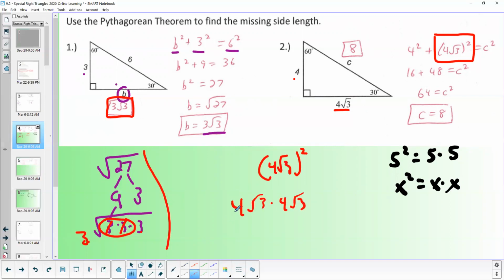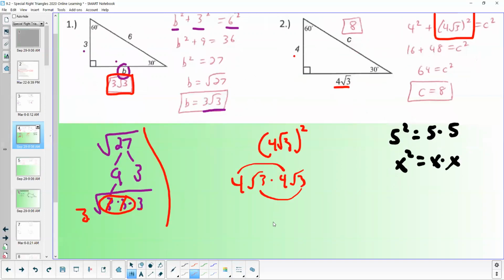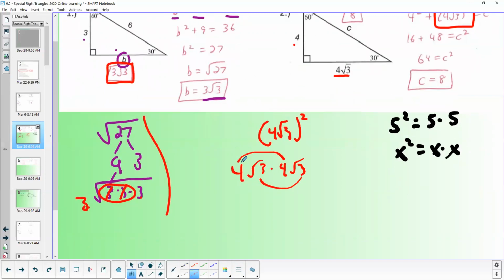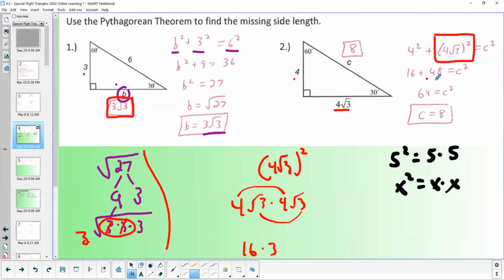Going back to some of the stuff before break, we said that when you multiply 2 radicals together, you're only allowed to multiply the numbers on the outside with outside and inside with inside. If we do that, we get 4 times 4, which is 16. And then root 3 times root 3 is the square root of 9, which ends up being 3. So out of that, we get 4 root 3 squared is equal to 48. You can see where that 48 comes from here. Then we continue solving, and you get C is equal to 8. And so 8 is our missing side.